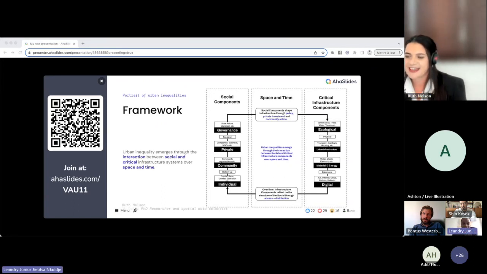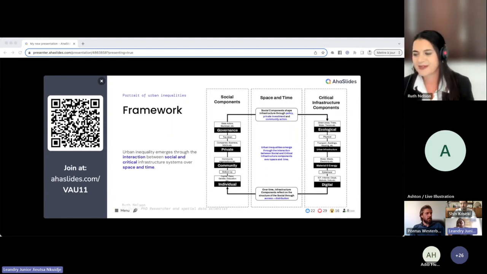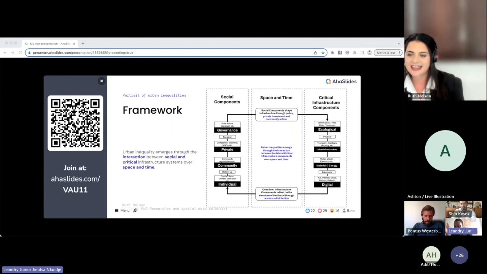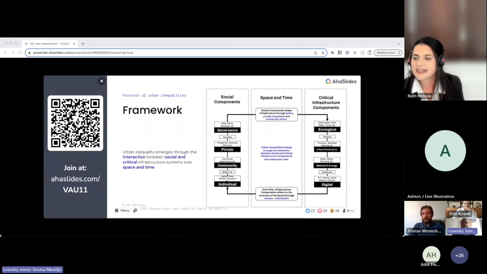Yeah, thanks a lot, Ruth. We understand that the aspect of urban inequalities is very complex and involves many different aspects, and we can't address it in a linear way. We have to take into account all those different components.